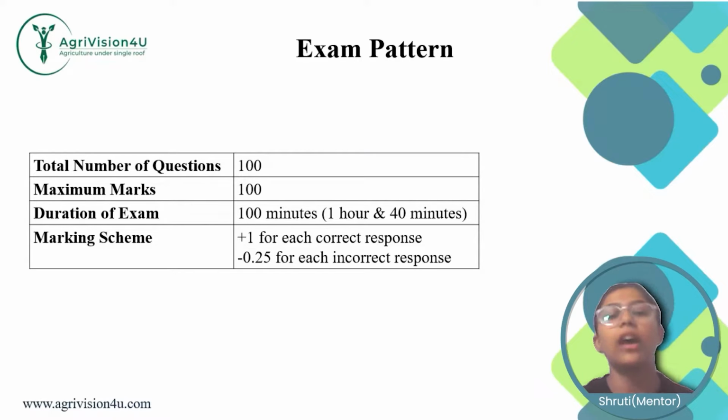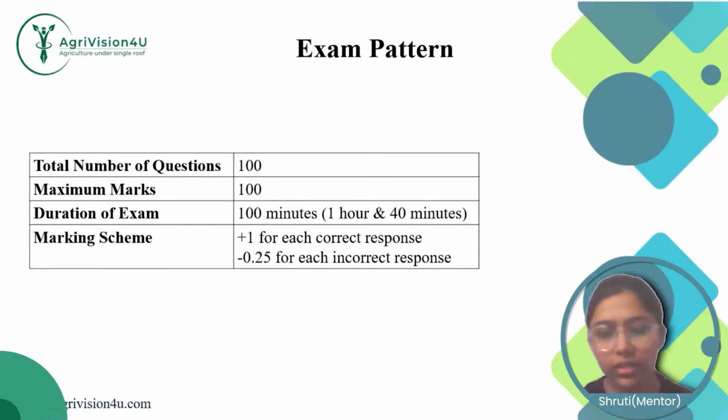And in the marking scheme, there is negative marking. 1 by 4 is the negative marking, so you lose 0.25 marks for each incorrect answer.